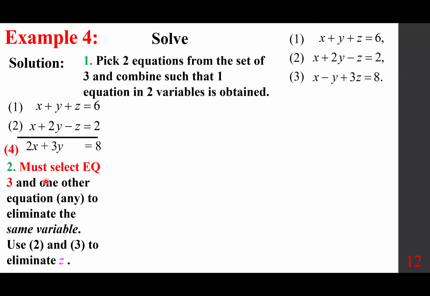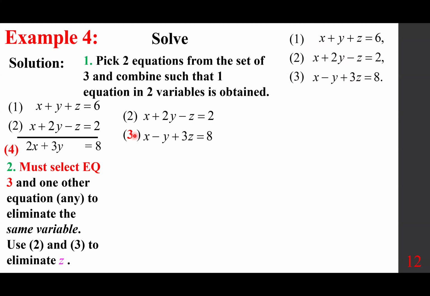Now, we must select equation 3 because it hasn't been used, and one other equation, any, to eliminate the same variable. Use 2 and 3 to eliminate these. What is important is to understand that you have to use the one that hasn't been used yet. 3 must be used. And because this one has a negative z, it's easier than 1. If you use 1, there's nothing wrong with that. So we're going to use 2 and 3.